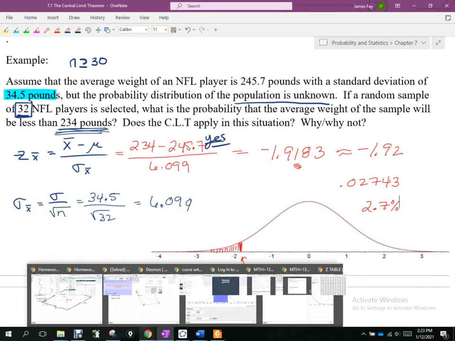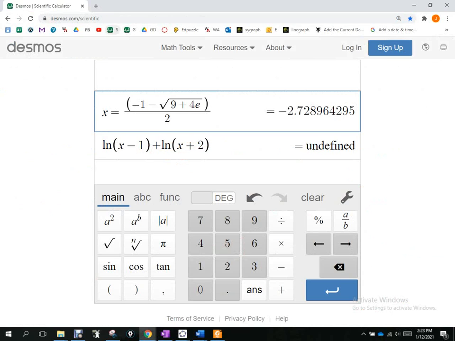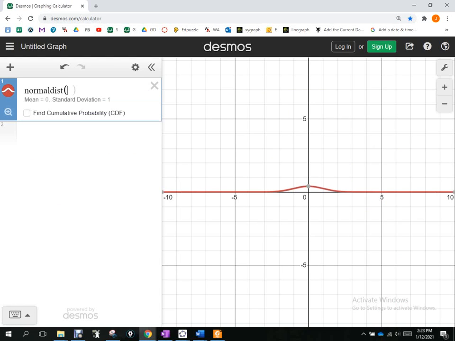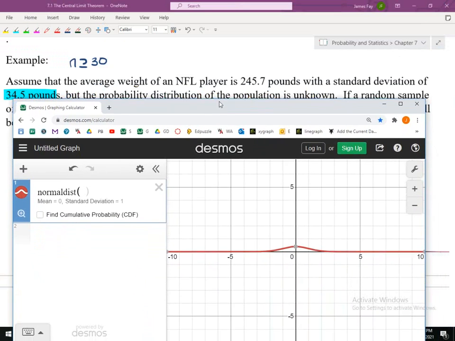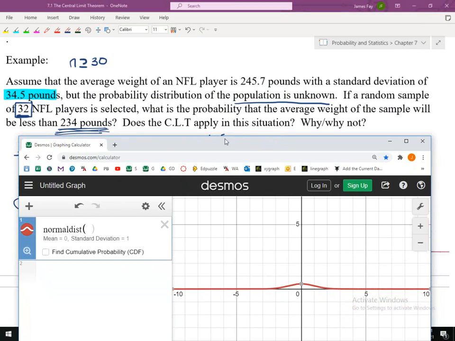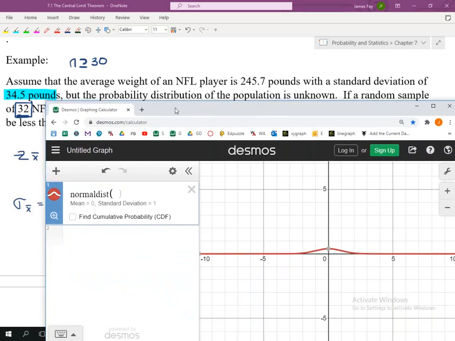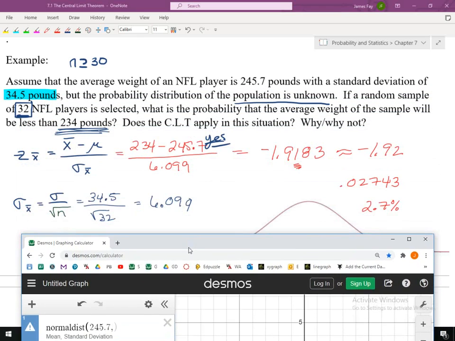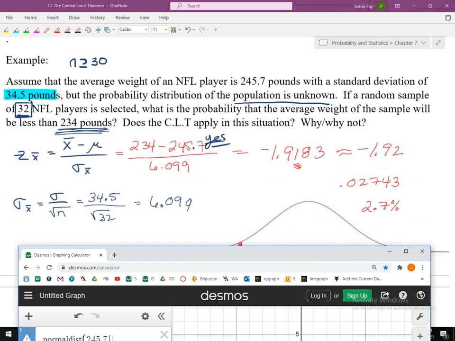Now, the concept that I was talking about, let's get Desmos open, and then I go normal distribution. Now my mean, and it's maybe not as obvious because we haven't really used these commands on Desmos for central limit theorem, and I would maybe argue that we probably shouldn't because these commands don't involve the n of 32. But if I use my mean of 245.7, I would be cautious of using this distribution because it says standard deviation, but remember the standard deviation that we're interested in for the sample means is this 6.099, not the 34.5. Does that make sense? So just be cautious of that.